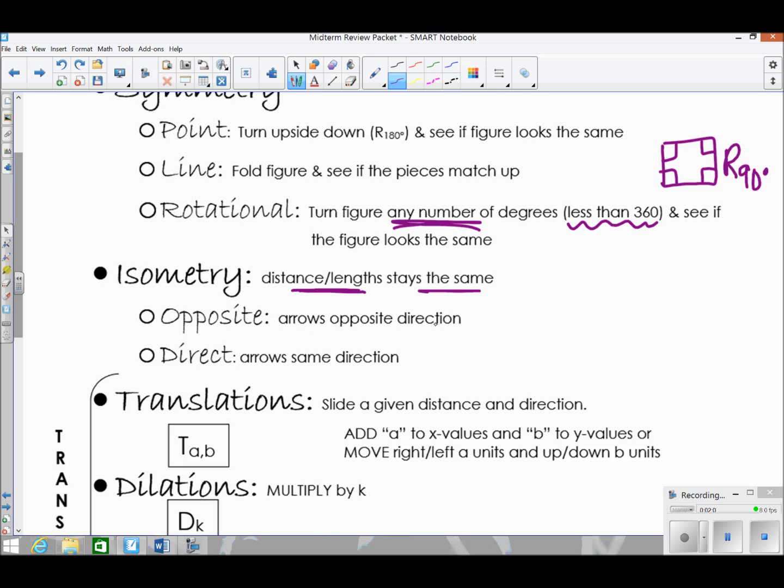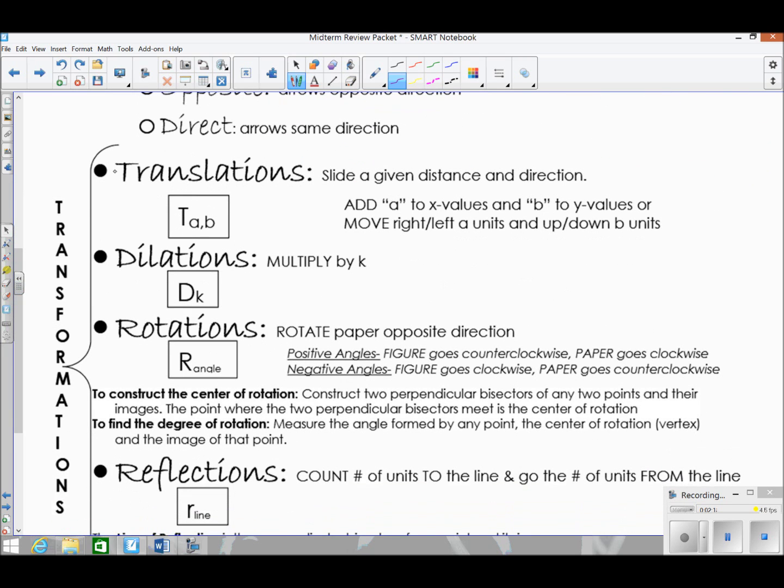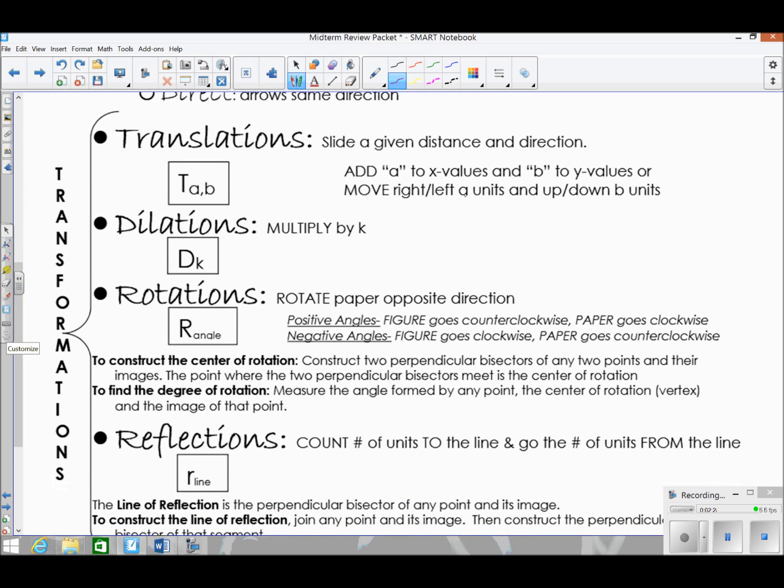Opposite isometries are just reflections. That's when you're going to get opposite. Otherwise, rotations and translations, you'll have direct isometries. And then this is the big category here. So transformations is the big picture, and then each one of these things is a transformation. So we had translations where you're sliding an object, so you're either moving right and left, up and down, or you're adding this A value to the X's and then adding B to the Y's.